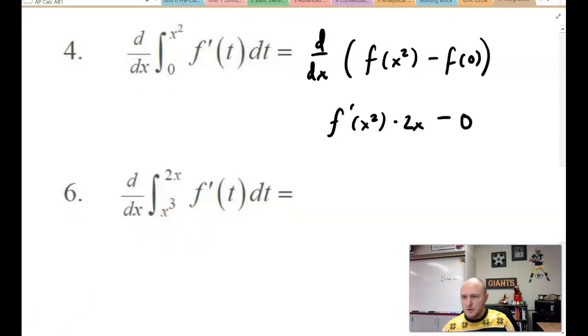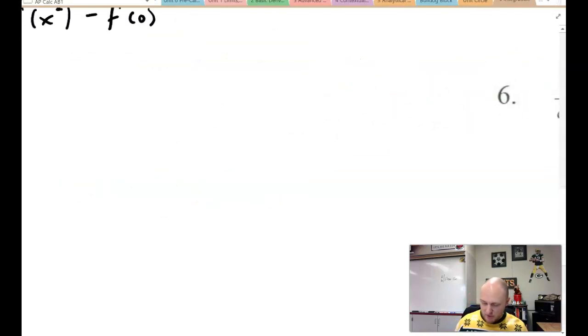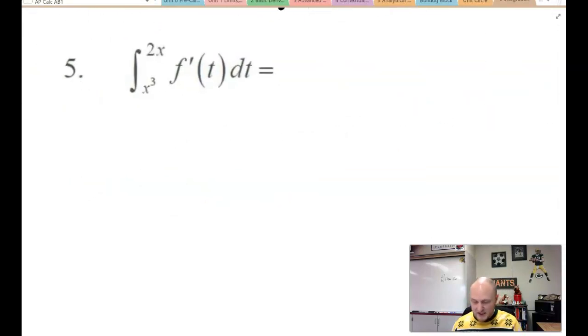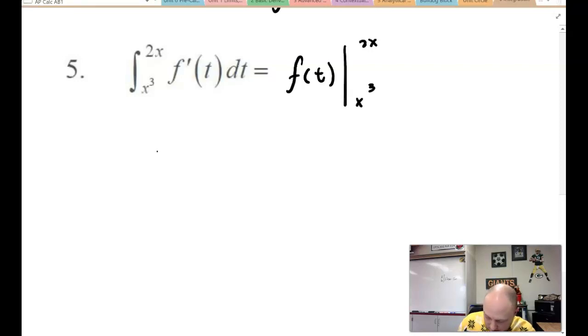Hope you can see any connections there. Feel free to pause the video and try to see. But let's look at another example, which will help solidify this idea of the second fundamental theorem of calculus. Again, I want to integrate f prime of t dt. We know that this is f of t evaluated from x cubed to 2x. So we plug this in, and this is f of 2x minus f of x cubed.